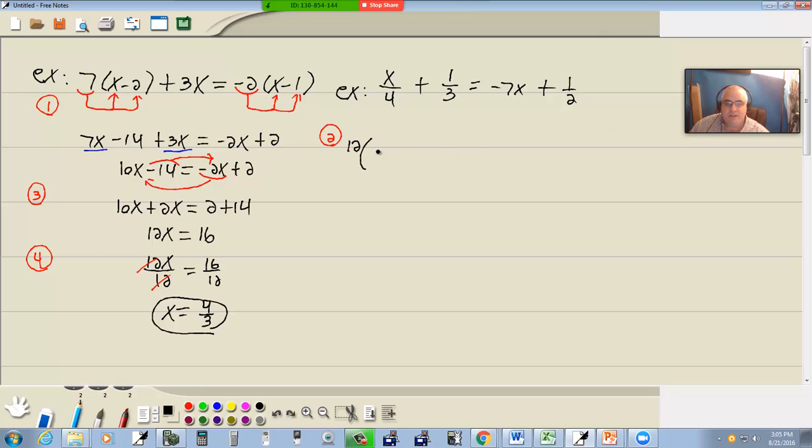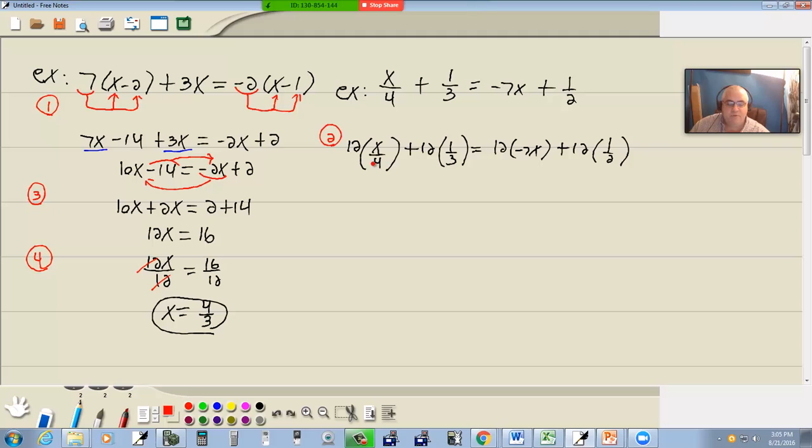So I'm going to take 12 times x over 4. Now when we're figuring out what to multiply 12 by, it's whatever's separated by pluses, minuses, and equals. So here's a plus, so then I'm going to multiply the 12 times 1/3. Here's an equals, so then I multiply the 12 times negative 7x. And here's a plus, so I multiply the 12 times 1/2.